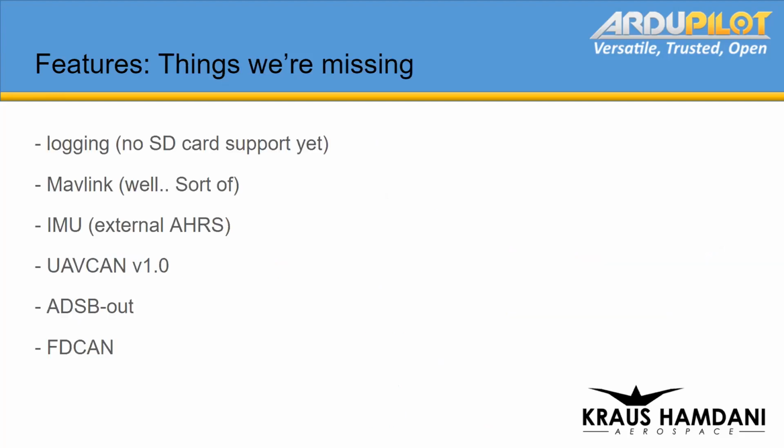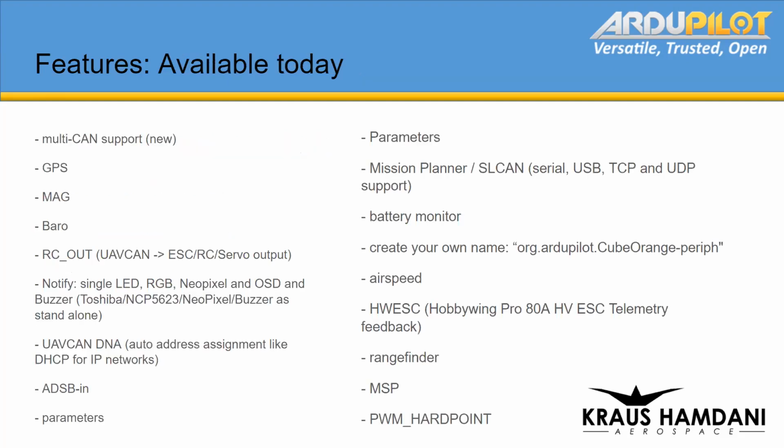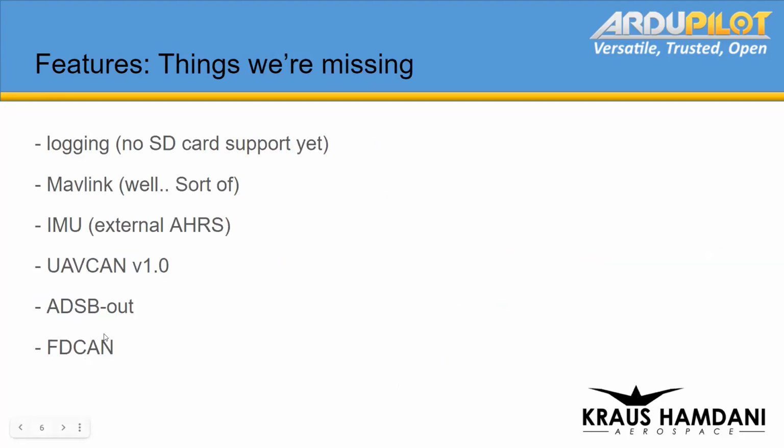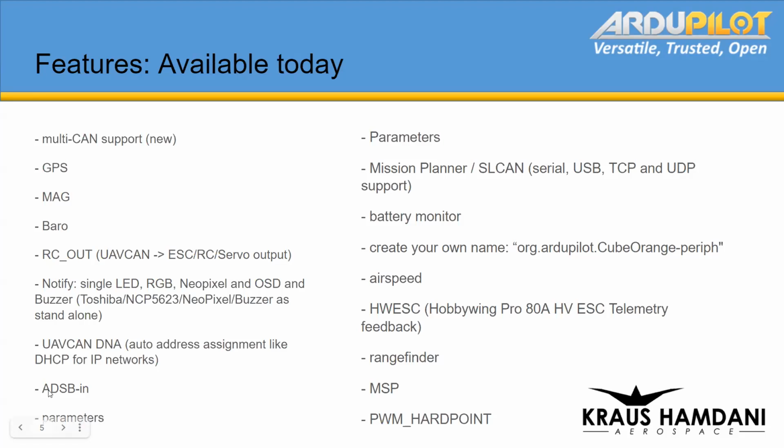Things we're missing, however: there's no SD card support. So there's no logging. There's debug over the UAVCAN, but you can't write anything to the SD card yet. There's just no storage there, which means you don't have things that also use that, such as scripting and such. There's no MAVLink, sort of. There is MAVLink support, for example, with the ADSB. With ADSB, it's talking MAVLink to like a uAvionix ping receiver.